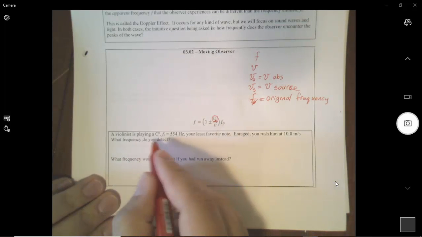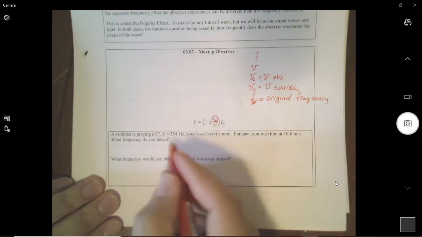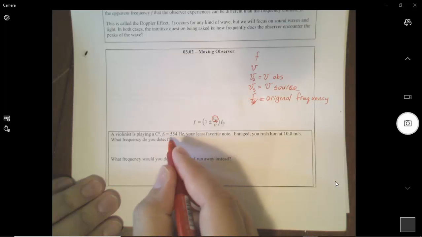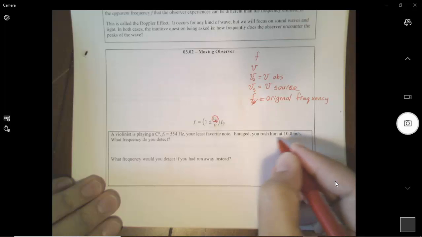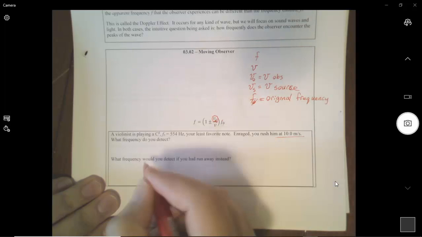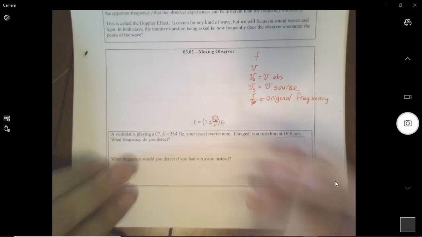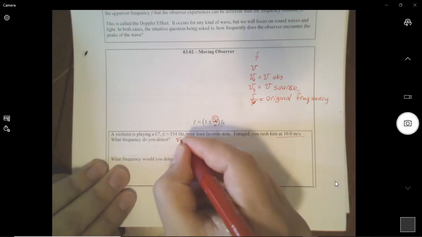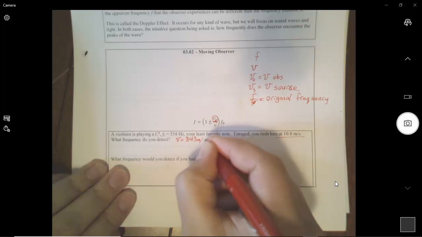A violinist is playing a C sharp. Frequencies are related to the pitch of sound, so a C sharp is 554 hertz, and you rush towards them at 10 meters per second. What frequency do you detect? If you look back a couple pages earlier, you'll remember that the speed of sound in air is 343 meters per second.